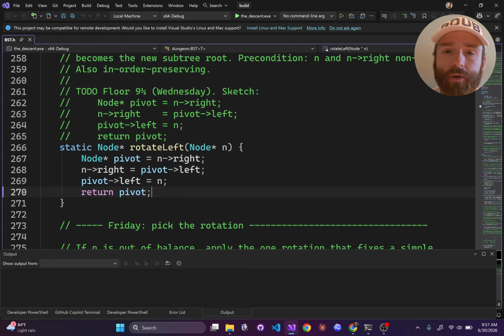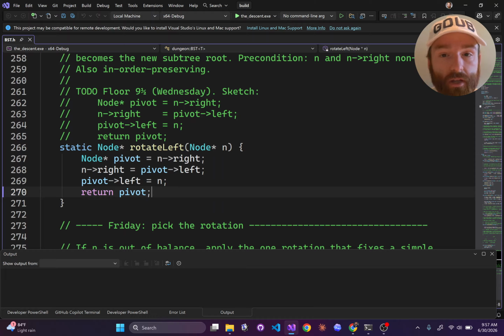In our first video on this floor, we were able to measure the lean via the balance factor function and also the is balanced function. In the second video, we created rotations that would repair an imbalanced tree. And at this point, our self-test phases 1 through 4 are green. Today is one more small function, rebalanceAt.